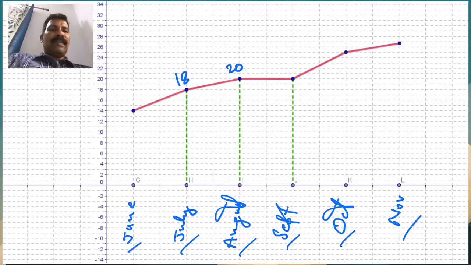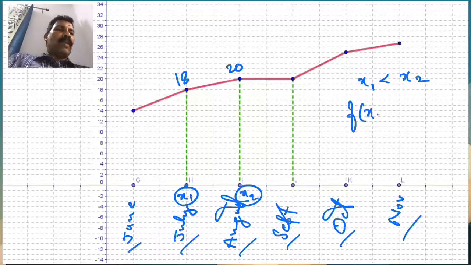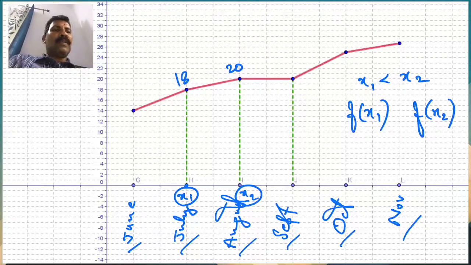So if you take this point as x1 and this as x2, which are two points in the domain of the function where x1 is less than x2, then here you can see f of x1 means the mark scored in July, and f of x2 means the mark scored in August, and that will be less than or equal to f of x2 here. Why the less than or equal to?